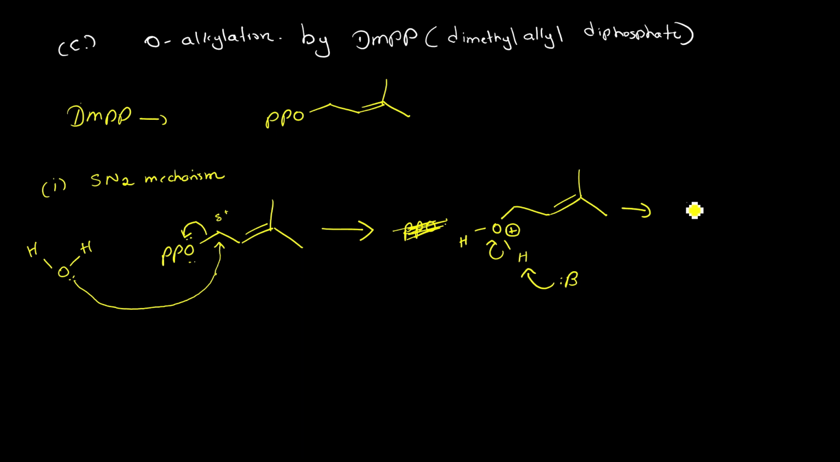So now here we have oxygen, here we have our mechanism. This is oxygen alkylation by DMAPP. So this is the SN2 mechanism, right? There is also the SN1 mechanism. Let me go through it also.